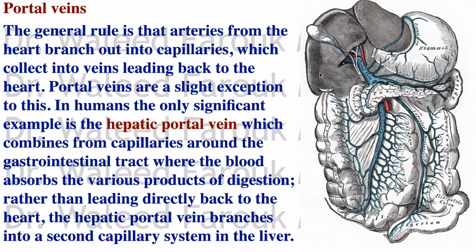Then from the liver by means of hepatic veins, the clean blood, now processed by the liver, is delivered to the inferior vena cava, to the heart. The hepatic veins usually have no extrahepatic course, so it's all embedded in the liver itself.